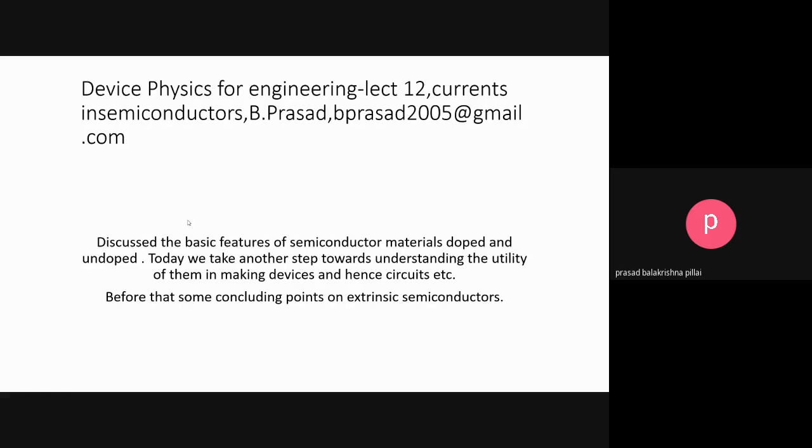So in today's lecture we will have some concluding points about the extrinsic semiconductor. Two parts. One is some concluding remarks about the extrinsic semiconductors. Then the most important thing, which all this exercise was for, finding out the current. What are the types of current and what are the factors on which the current in a semiconductor depends? So we will try to get the expression for the currents, which in turn will be used throughout all the other units. That is a very important point we will be discussing. So we'll spend some time in concluding the extrinsic semiconductors.